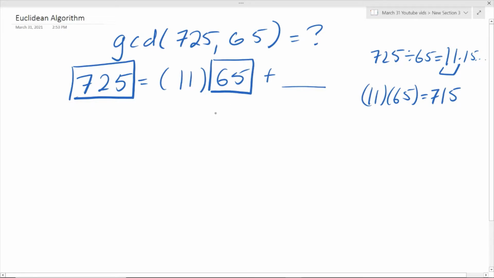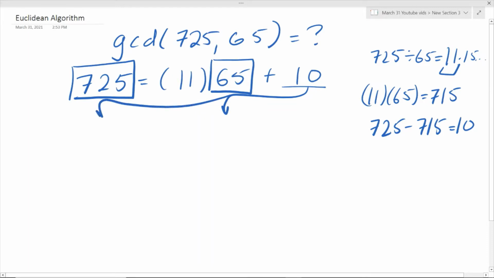Well, obviously 715 is not equal to 725. So we're going to have to find out what we need to add to get that. So we're going to subtract 715, and we're going to get 10. So we're going to write 10 right here. And then now we have to bring these numbers like we did before. We're going to bring 65 right here. We're going to bring 10 right here. We have a bracket here plus something.